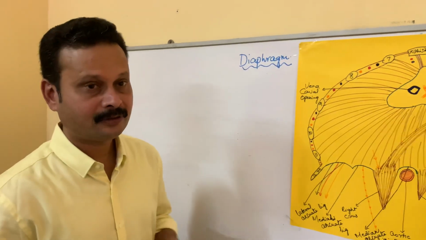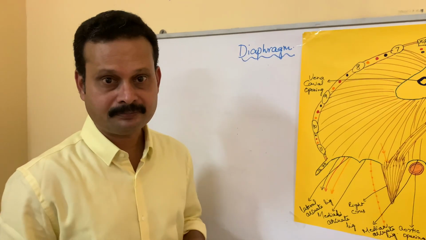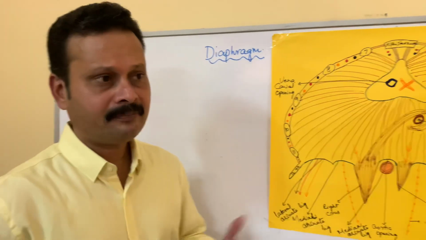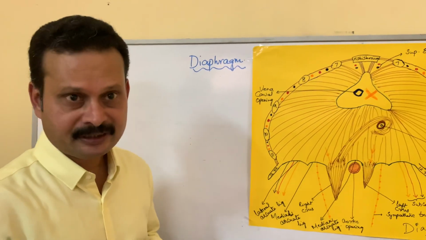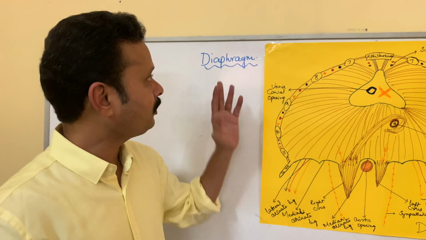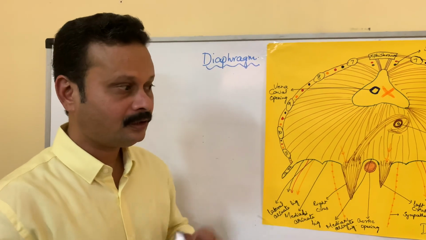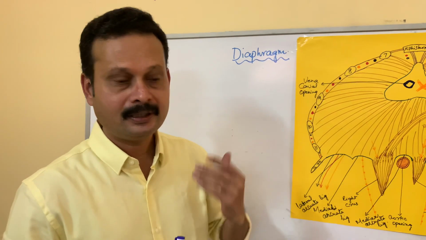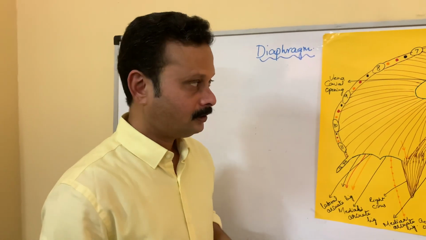Today we'll discuss the thoracoabdominal diaphragm. Diaphragm means a partition. This thoracoabdominal diaphragm is a musculo-aponeurotic partition between the thorax above and the abdomen below.